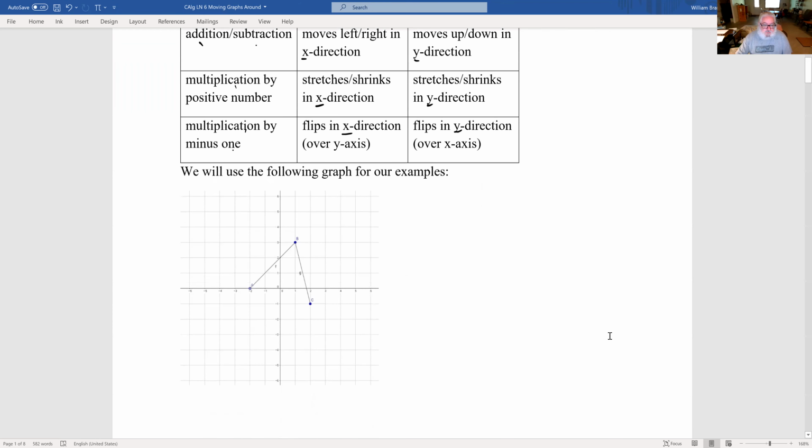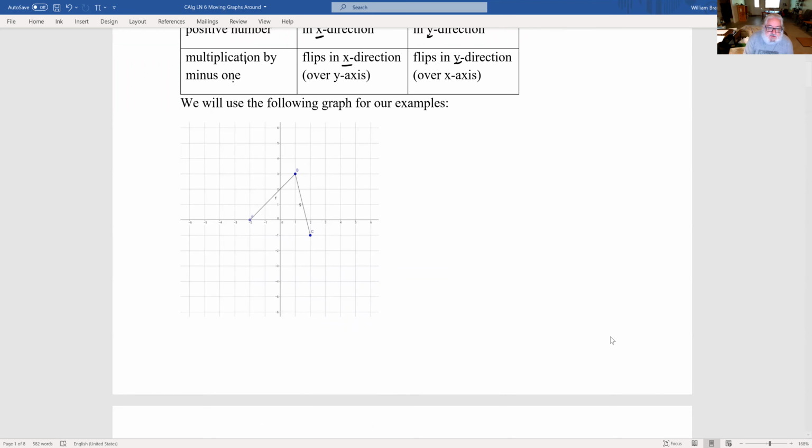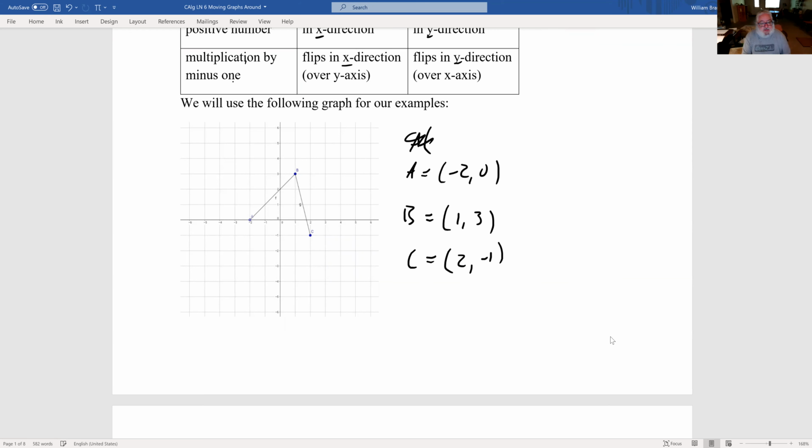And this is a graph that I'll be using for the examples. It's got 3 points. Point A is at -2, 0. B is at 1, 3, and C is at 2, -1. And the graph is a piecewise defined function. You can tell that it's a function because it passes the vertical line test. And there's two parts. One is this line, and then one is that line. We're not going to need the formula for this function. We just need to know that it is a function. And so this is a function, y equals f of x.